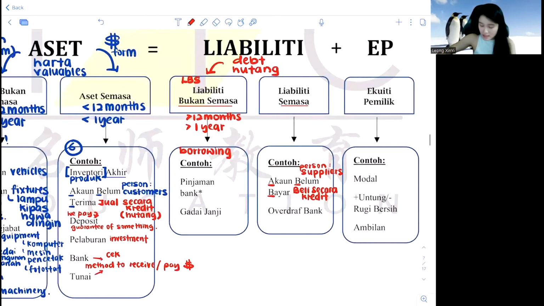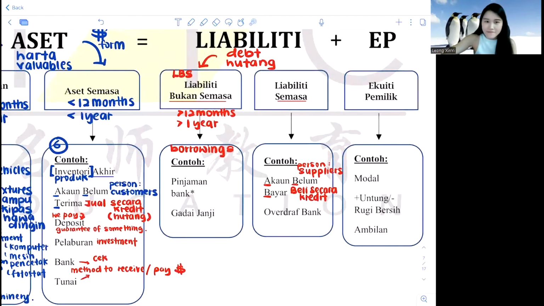Okay, borrowings. Okay, in fact, you terbalikkan, as in borrowing is the English term, right? The BM term of borrowings is called pinjaman. By the way, I put this word bank here, but I want to clarify. No matter they write the word bank or they don't put the word bank, they are the same thing. Pinjaman equals to pinjaman bank. Is that all right? All comes from the bank. I borrow from the bank. Gadai janji also comes from the bank.